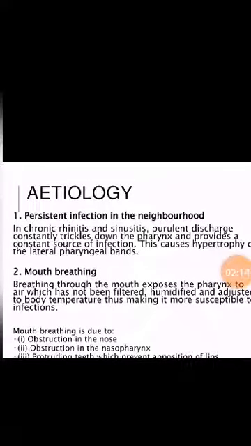Now, what are some etiologies of chronic pharyngitis? Here is some persistent infection in the neighborhood, like in chronic sinusitis, purulent discharge. It constantly trickles down the pharynx and provides a constant source of infection. It may cause hypertrophy of the lateral pharyngeal bands. Mouth breathing: breathing through the mouth exposes the pharynx to air which has not been filtered, humidified, and adjusted to body temperature, making it more susceptible to infection.